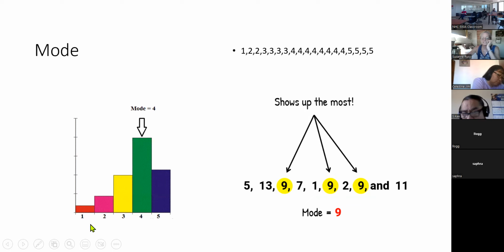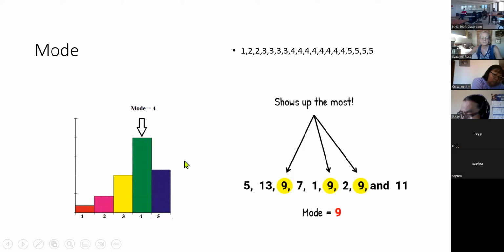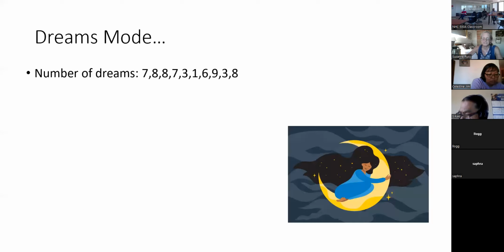And we can see here, this is displayed in a histogram for a different data set. And here's the numbers for that different data set. And we can see that the most commonly occurring number is 4. And so that's the mode. So it's really easy, straightforward concept.